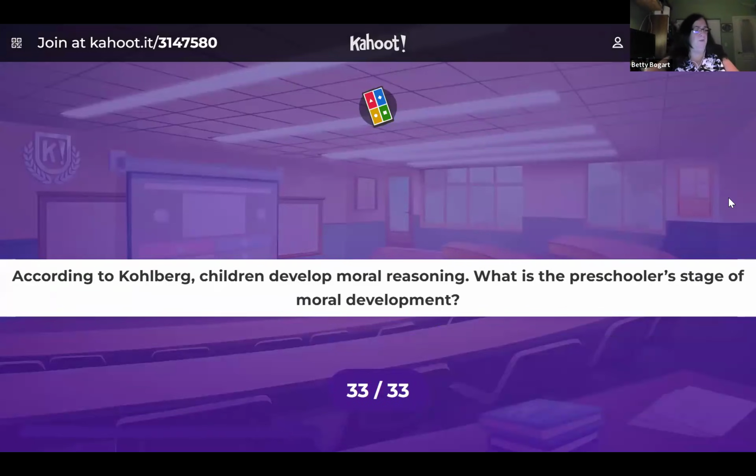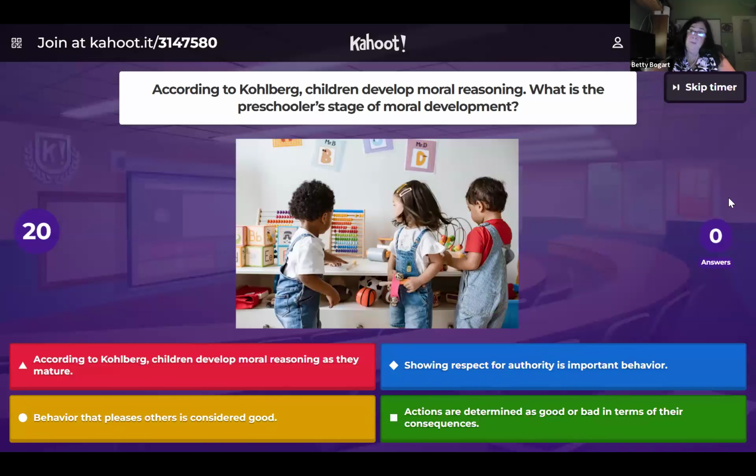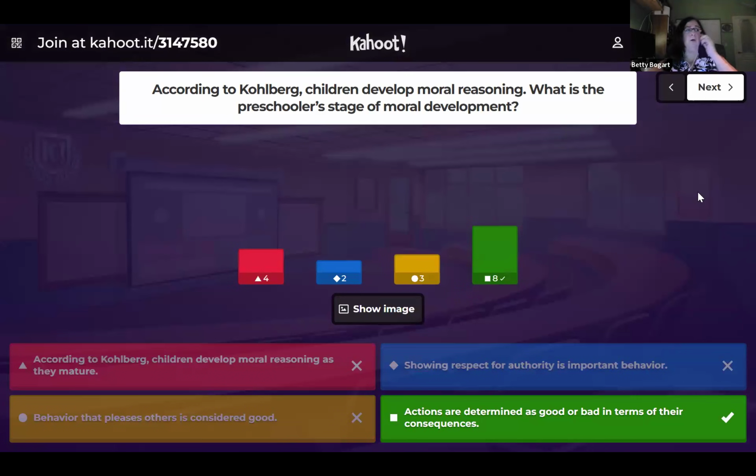According to Kohlberg, children develop moral reasoning. What is the preschooler stage of moral development? What did I tell you about Kohlberg? What is he all about? So again, morality is all about right and wrong and a consequence for each. Toddlers and infants do not have morality. They don't know it yet. But preschoolers now understand right and wrong.